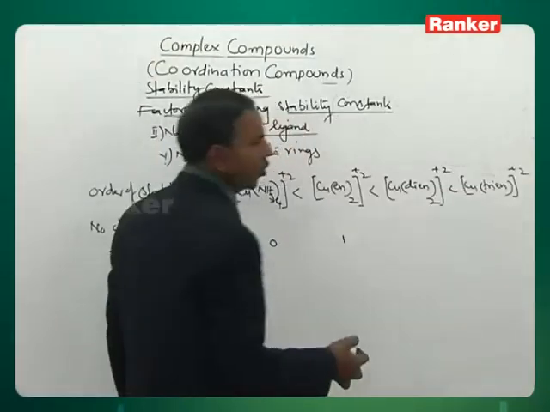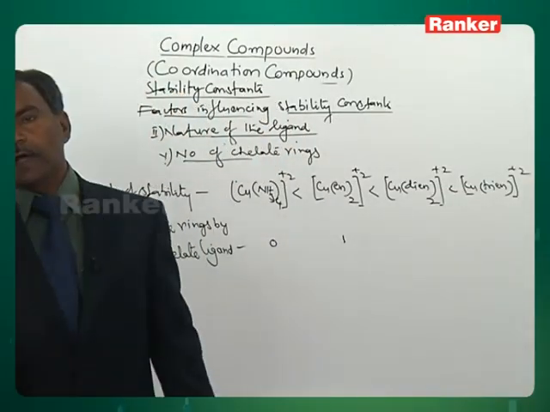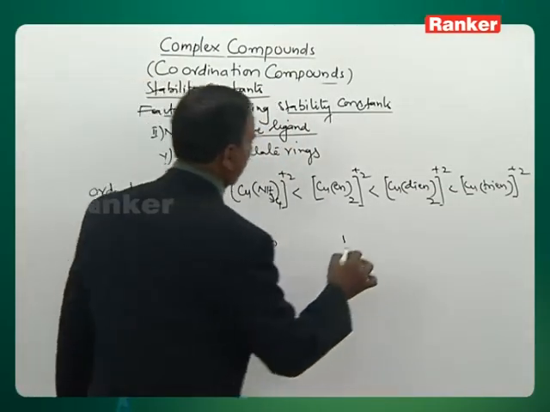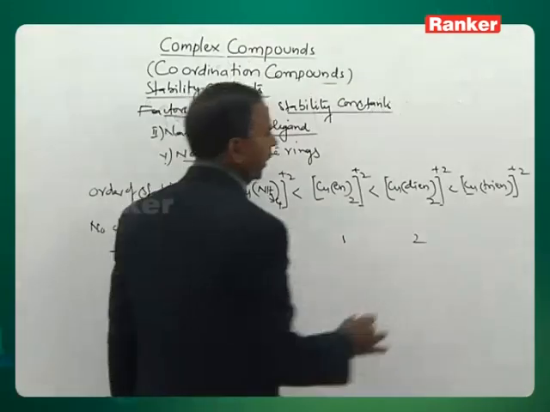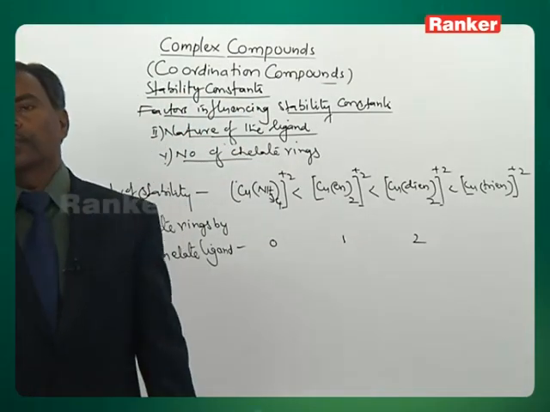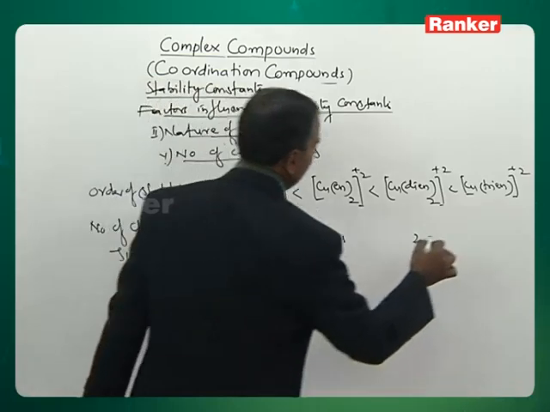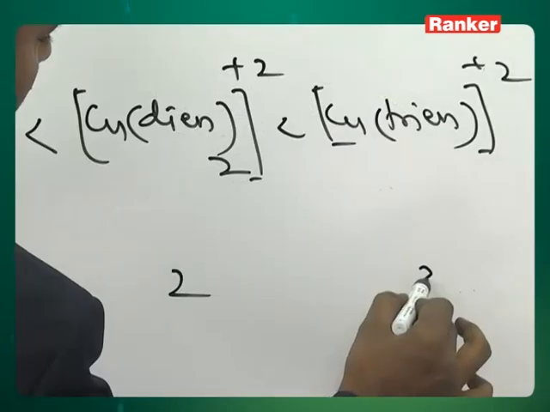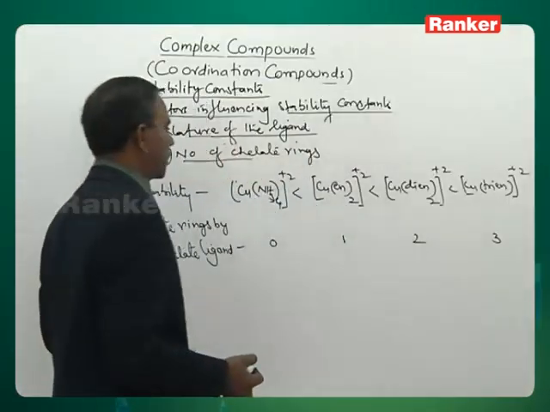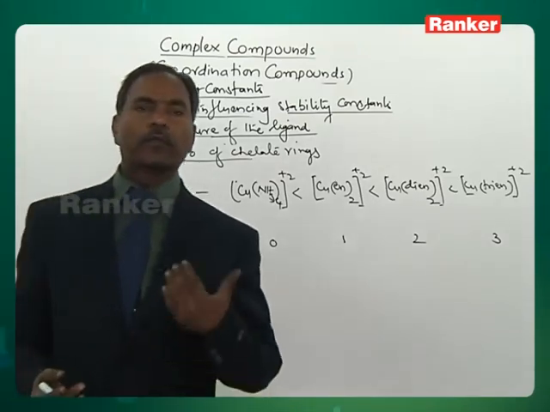And dien, how many donor atoms? 3. 3 minus 1, 2 rings. How many donor atoms are there in trien? 4. 4 minus 1, it is forming 3 rings. Like this. The more the number of rings, the more the stability.